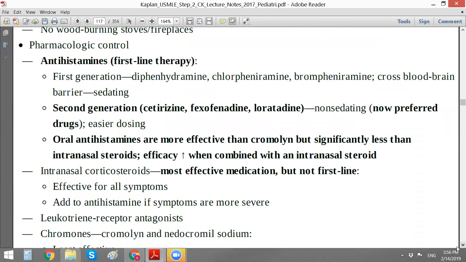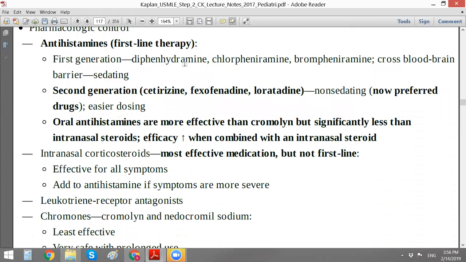Pharmacologic control: antihistamines are the first therapy. First generation are diphenhydramine, chlorpheniramine, brompheniramine. They cross the blood-brain barrier, so they cause sedation. Second generation are preferred now. These are cetirizine, fexofenadine, and loratadine. These are now preferred: easier dosing, no sedation, or somewhat lesser sedation.